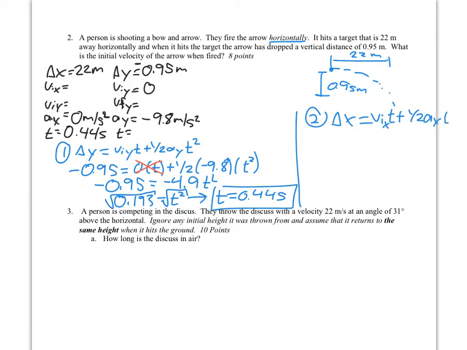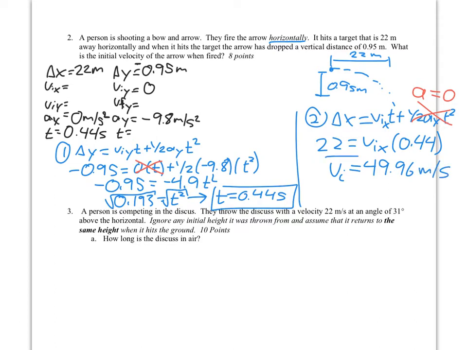And so first thing I'm going to do is cross off that final term because I know that a is 0 in the x direction. And so what I'm left with is 22 equals VIX multiplied by my time, 0.44. I divide by that 0.44 and I get that my VIX here is going to be 49.96. So if you rounded it to 50, that would be fine, meters per second. All right, and that's going to be the x velocity the entire time because we know that it's constant.